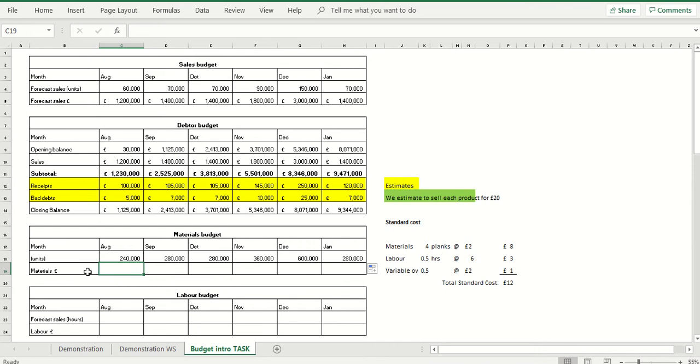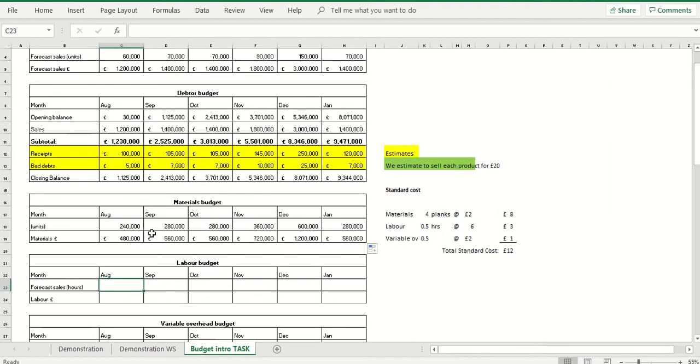In terms of the actual material cost, we can see that each plank costs £2 to make. So what we can now do is simply say, each plank costs £2 to make, and we need 240,000 planks. So all we have to do is say 2 times our 240,000 planks. That gives us £480,000, and we can drag that across again.